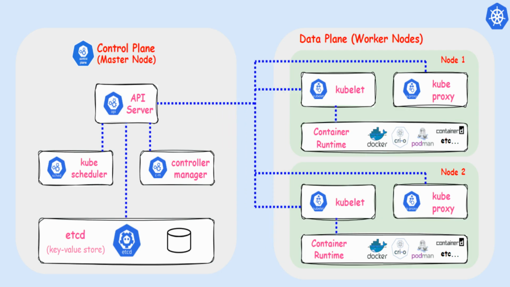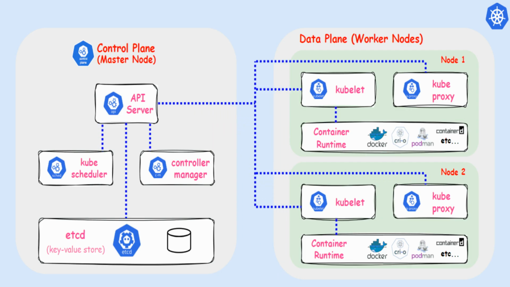The control plane is like the brain of the cluster. It's responsible for making all the decisions about where to run containers, how to scale them, how to handle failures, and all that good stuff. The worker nodes are the machines that actually run your containers. So the control plane is like the manager and the worker nodes are the workers. Exactly.